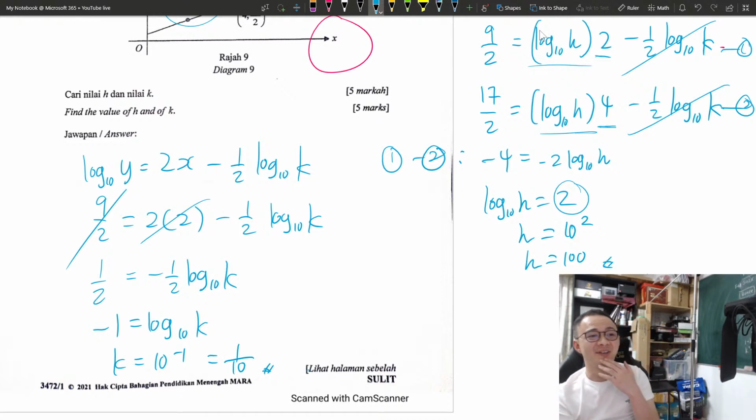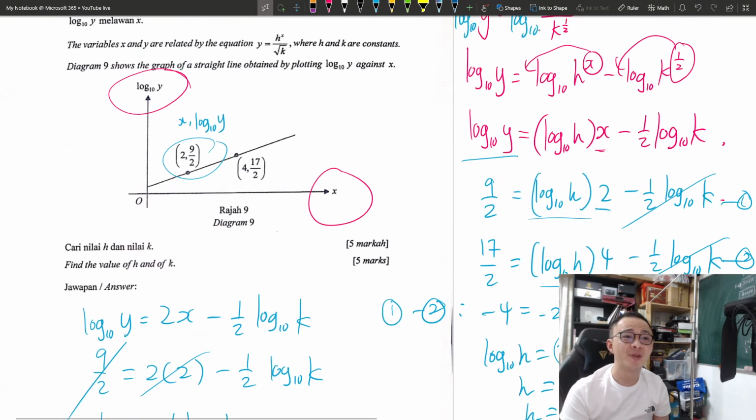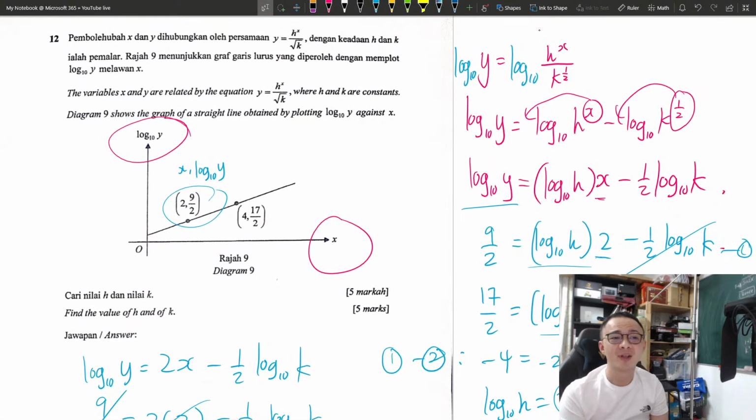Yeah, if I didn't make any mistake, I guess both of these are the correct answers for h and k. Then we can easily get about 5 marks. Yeah, so over here, you see the whole question like this, right? The first idea is it always gives you some very weird equation. The equation can be a lot harder than what you see here.